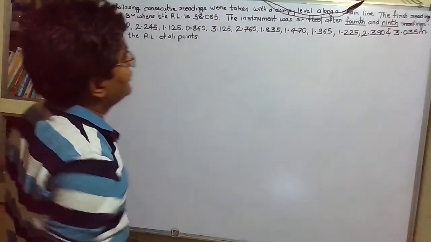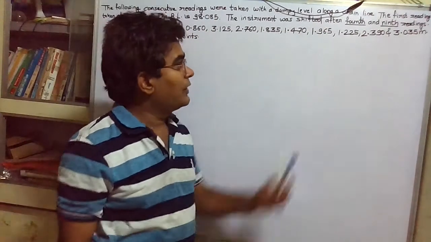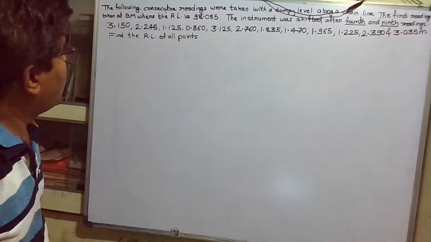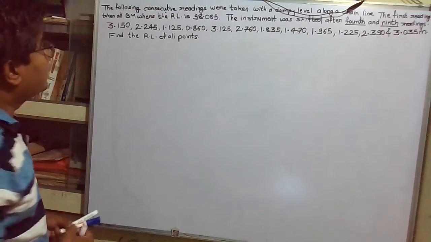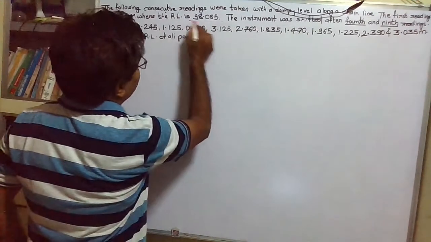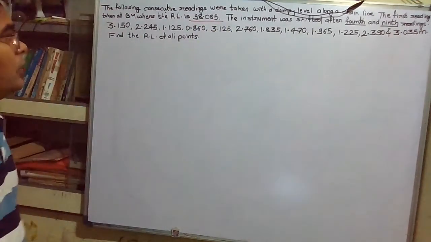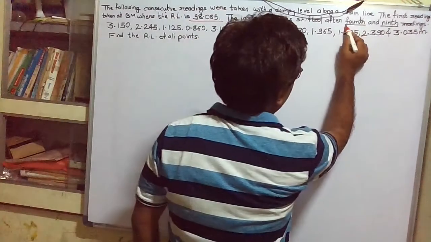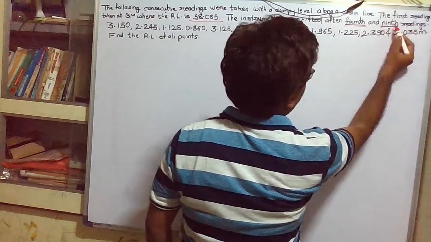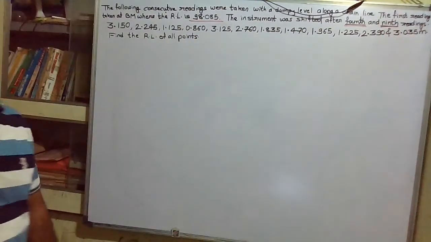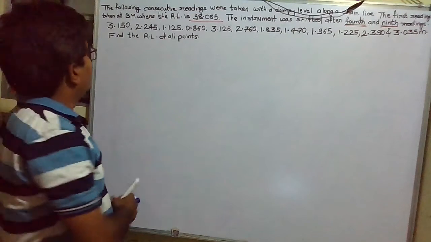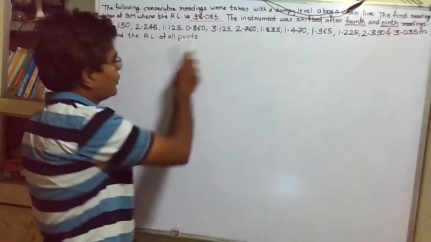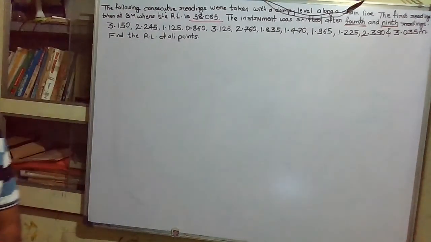Following consecutive readings were taken with a dumpy level along a chain line. The first reading taken at a benchmark where RL is 98.08 point. Again, the instrument was shifted after fourth and ninth reading. Okay, so these are the readings given. What are the various readings taken at various points, and we have to find the RL of all the points.